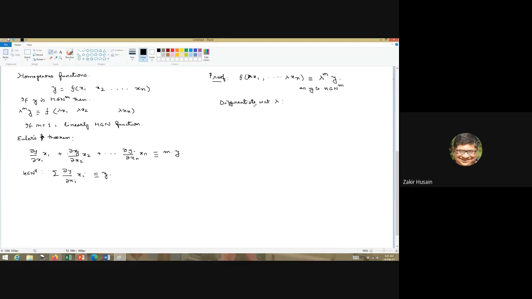If we differentiate with respect to lambda by the chain rule, there'll be a lambda xn. And if we differentiate the right side, this is simply m lambda to the power m minus 1 into y. Is this clear? Here we are simply using the chain rule. So we are first differentiating, changing lambda. This will change lambda x1, and lambda x1 will change f.